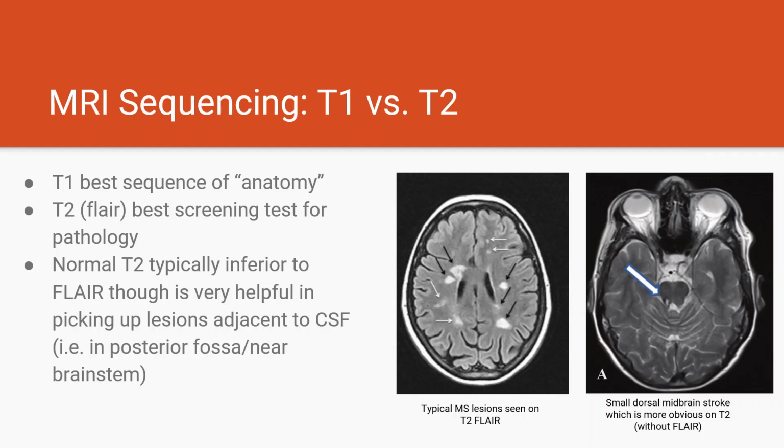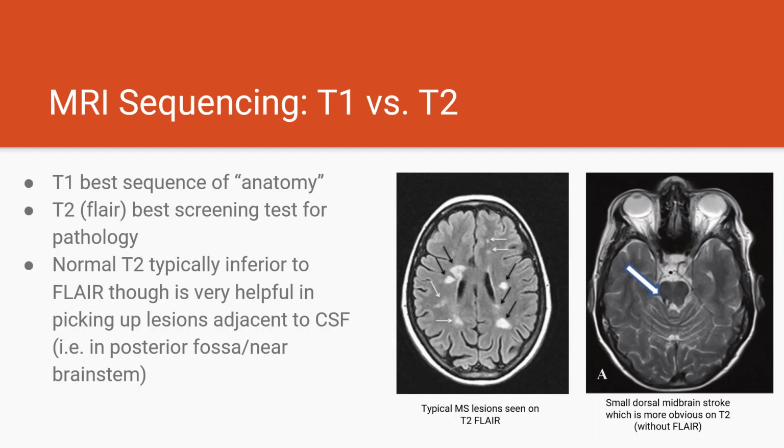T2 FLAIR, on the other hand, is probably our go-to sequence when doing a general screen for pathology. As I'll talk about in a second, there are certain sequences that highlight specific types of lesions better, but T2 FLAIR demonstrates most types of CNS pathology, both acute and chronic. Right here is a great picture of some MS lesions seen on T2 FLAIR. And so if I had to pick one MRI sequence to just get a general idea of a brain's health, I'd probably start with T2 FLAIR.